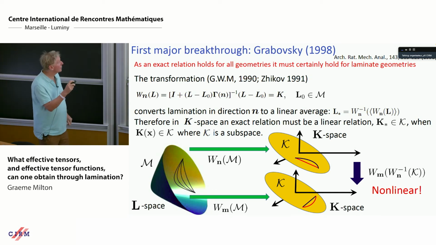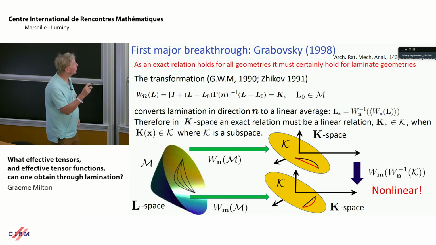And so the point is that you've got this manifold, which is all curved and things. If you do this transformation, you necessarily must map it to a flat space. Because when you laminate two materials together, you're taking a linear average here, and the only manifold which has got codimension greater than or equal to 1 is a subspace. But this is a nonlinear transformation, depending upon the direction of lamination.